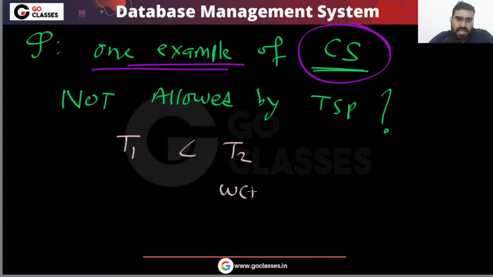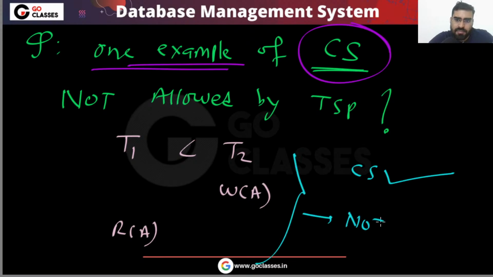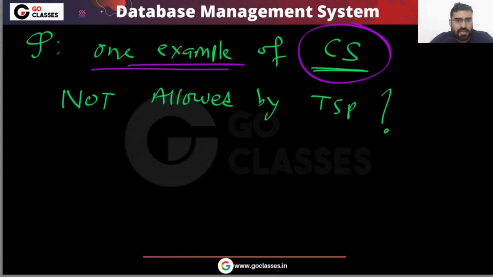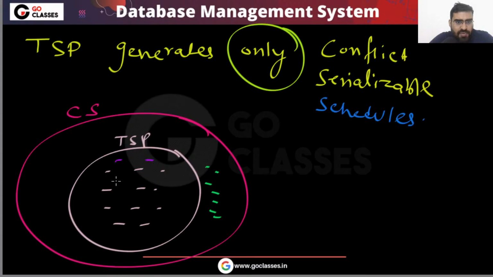A simple example you can take like this. Write item A, write item A. That's it. Or I can say write item A, read item A. So you can see this is conflict serializable, but this is not generated by TSP. This will not be allowed by TSP. So you can see that TSP generates only conflict serializable schedules, but there are some conflict serializable schedules which are not generated by TSP.